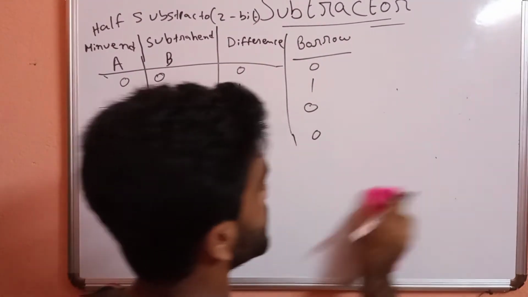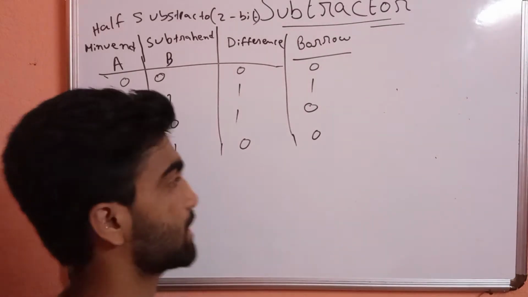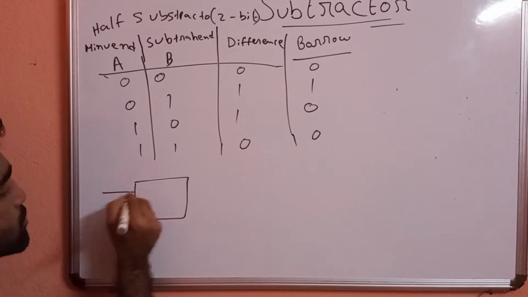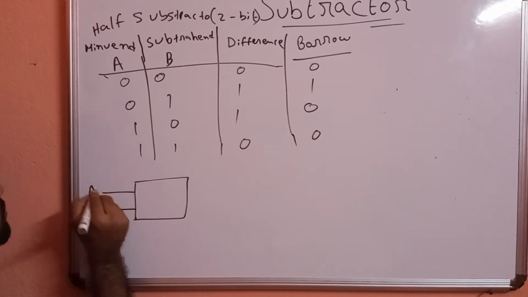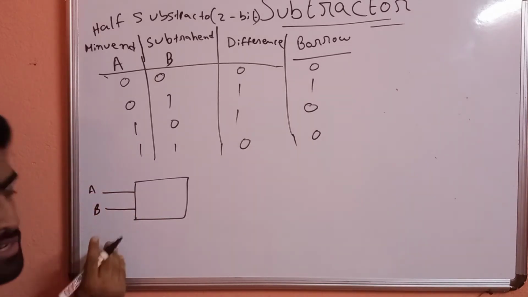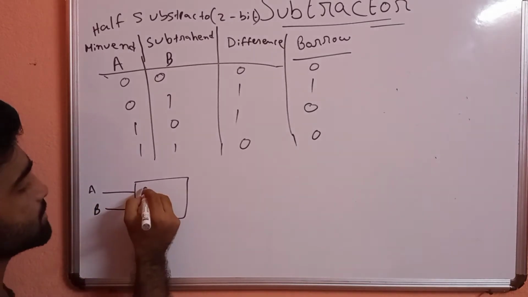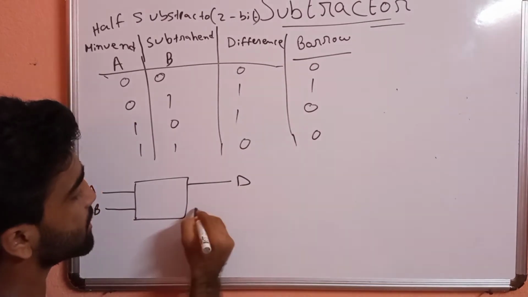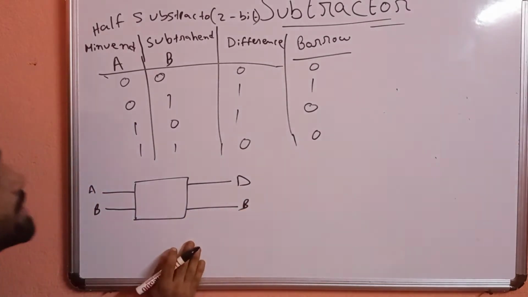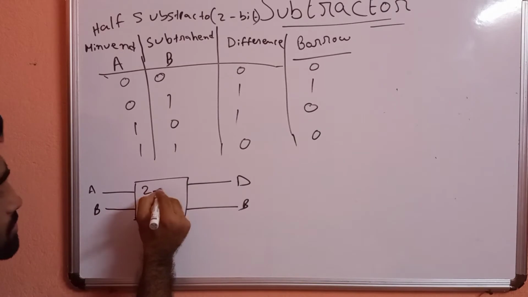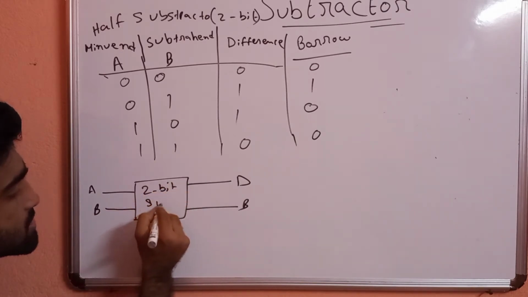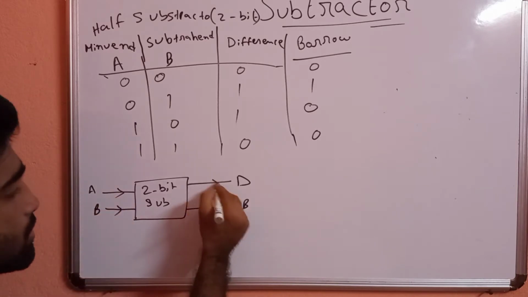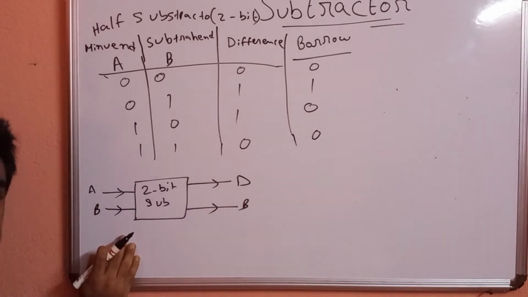Now, what is the block diagram of the half subtractor? This is the block diagram. There are two inputs, one input is A and another input is B. In the half subtractor, there are two outputs: one is the difference and another is the borrow. And this is a 2-bit subtractor. This is the block diagram; these are the inputs and these are the outputs.